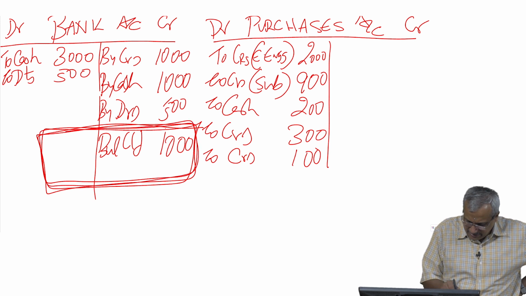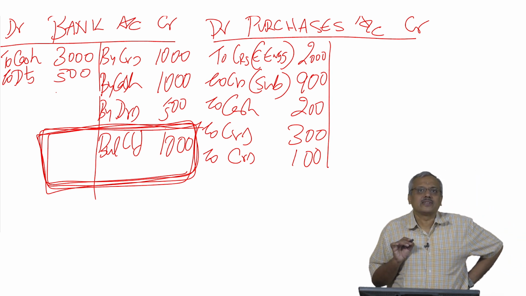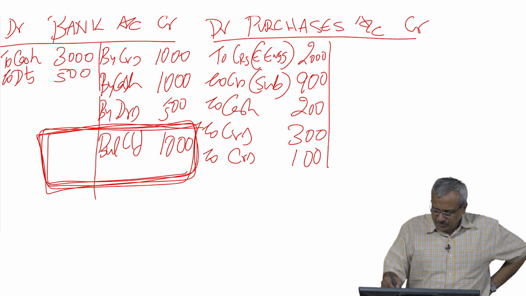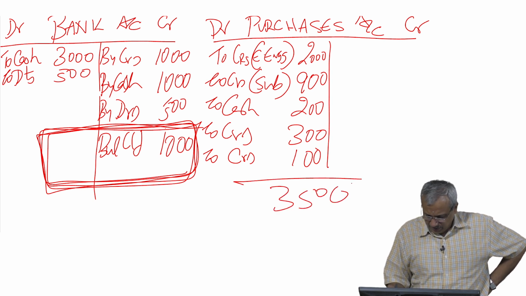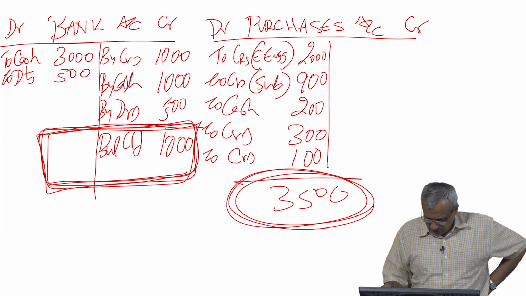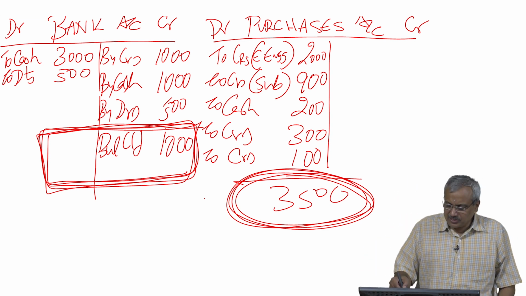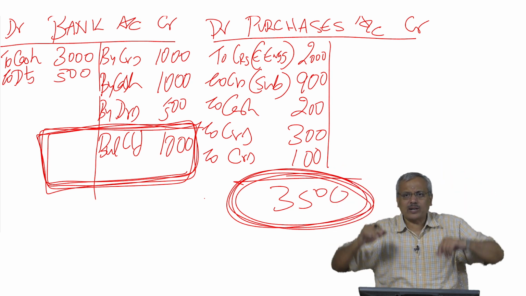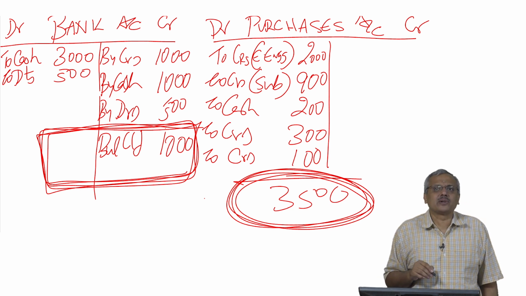All I have done is consolidate all these accounts, so I will know my total bank balance. What is my total purchases? My total purchases here is 2900 plus 200, 3100, plus 300 is 3400, plus 100 is 3500. Imagine that all the transactions happen over a period of 1 year or 1 month. What is the total consolidated purchases during this year? All I have to do is total it.